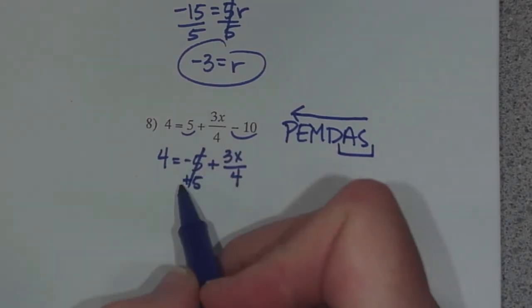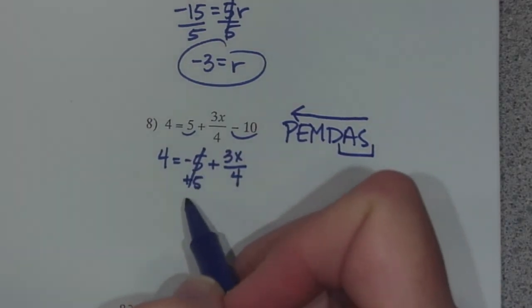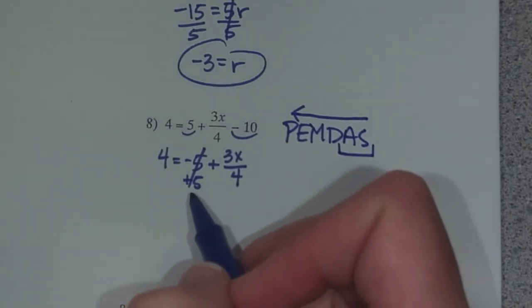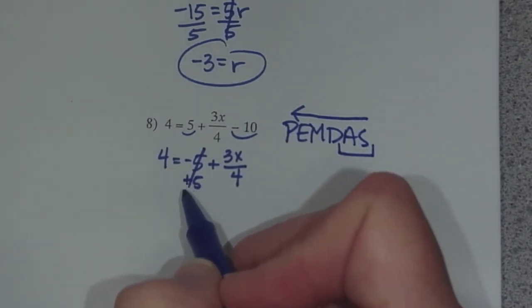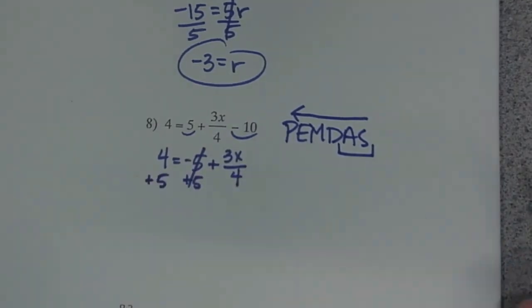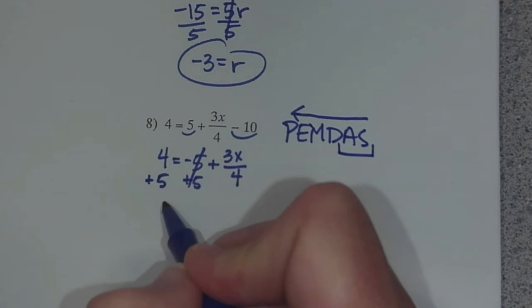Some people like to think of minus a -5. If you like to think of that better, you sure can do that. It's going to give you the same answer. Either way, it'll go to 0. So either +5 or minus a -5. I'm going with +5, and I'm doing it on both sides. 4 plus 5 equals 9.